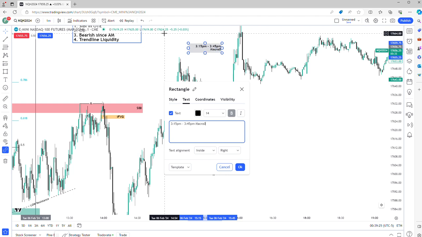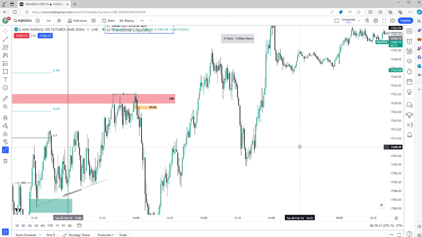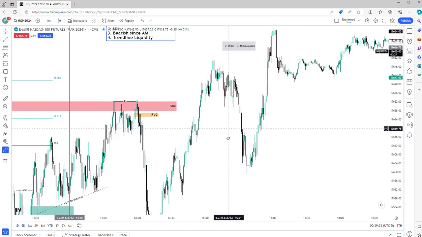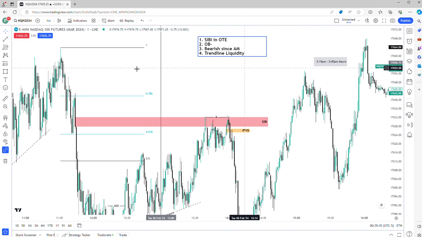This here is a macro, right? So 3:15 to 3:45. I like to enter in macros, or just after or just before, with the idea that they're going to provide. Now, have a look at this.